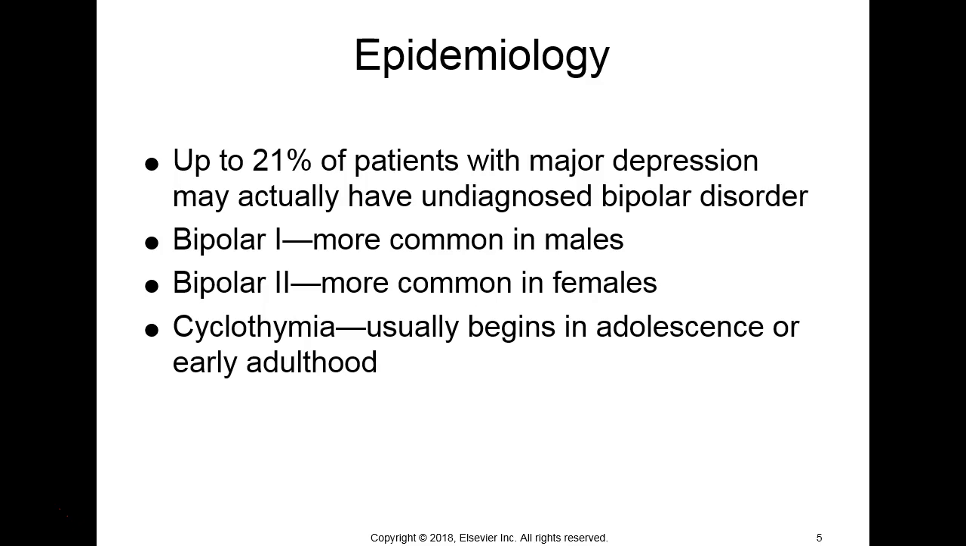So epidemiology: up to about 21% of patients with major depression may actually have undiagnosed bipolar disorder. What makes it hard to diagnose, honestly, is that if people are very psychotic with their bipolar disorder, there have been times where schizophrenia and bipolar have been confused. People have been misdiagnosed as having schizophrenia because of their delusions or hallucinations, and therefore the treatment would differ also as far as medications.